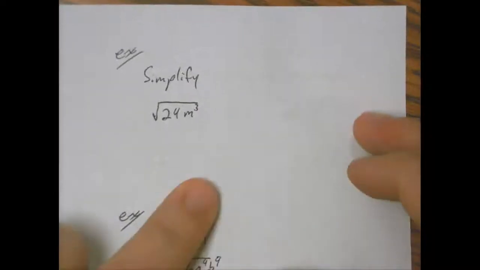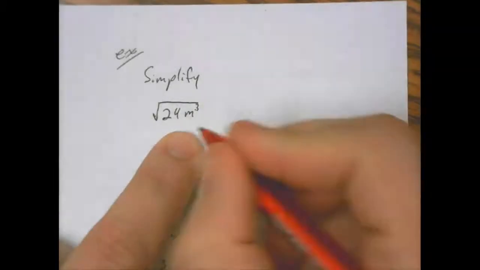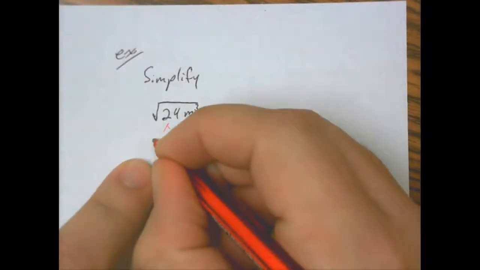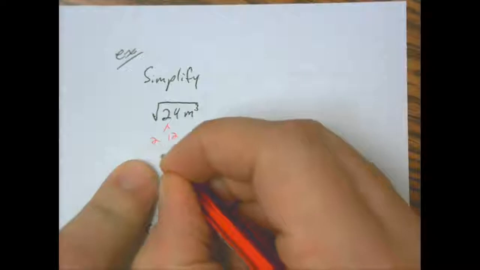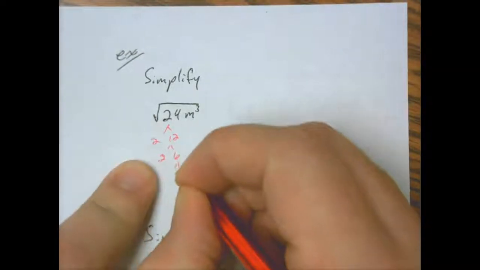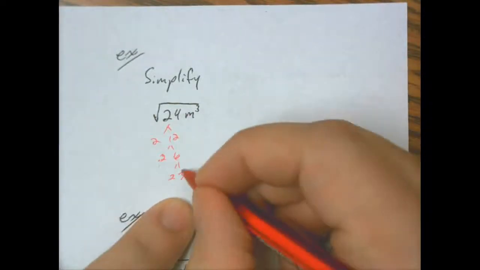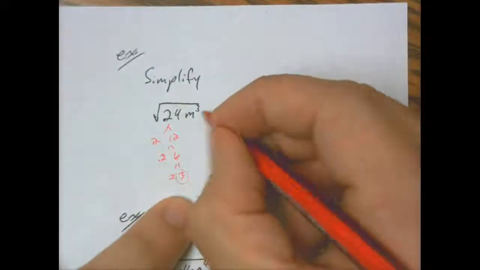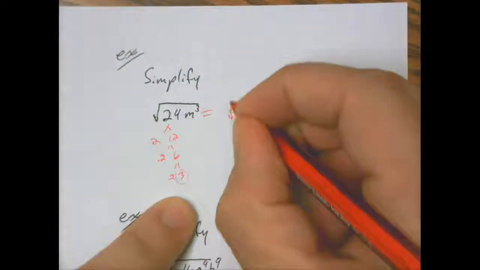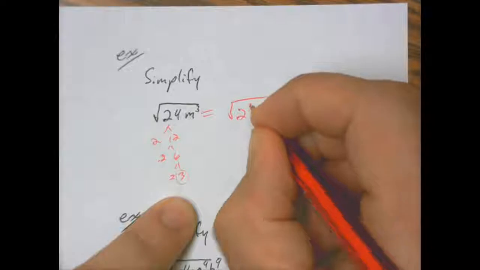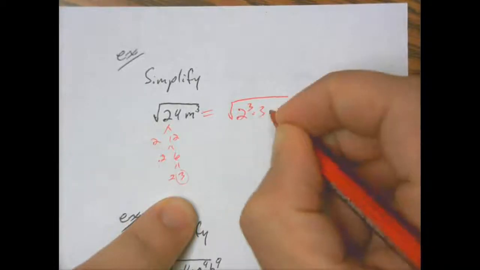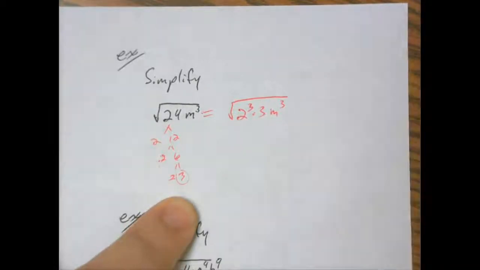All right, the square root of 24m to the 3rd. So now we have an m involved, but we can still break up the number like we're used to doing. So there's 2 times 12, which is 2 times 6, which is 2 times 3. So now I have a 3 left. So the same thing as the square root of 2 to the 3rd times 3 times m to the 3rd.